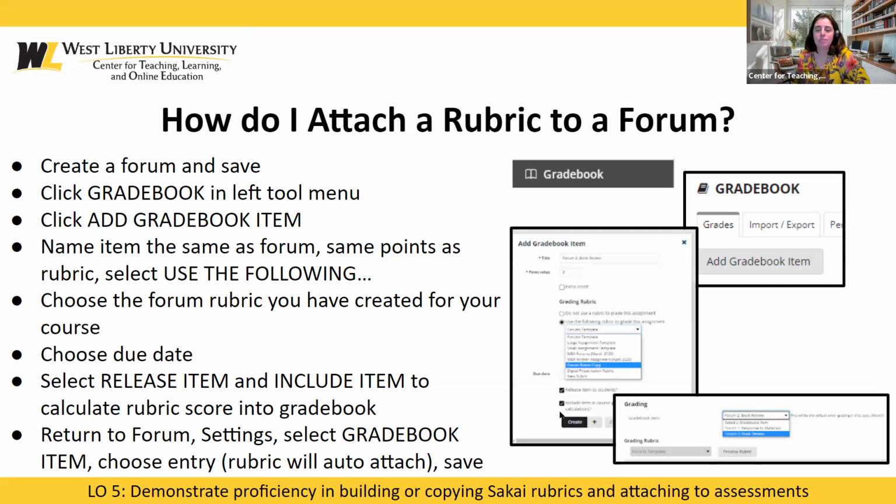Then make sure that it's going to calculate in their gradebook and that you release the item to the students. So when that score is in there, the student can see it in the gradebook version on their end. And then when you're grading, you can see that there's a rubric here that's selected, and you can preview it if you forget what it looks like or what the details were of that specific one.